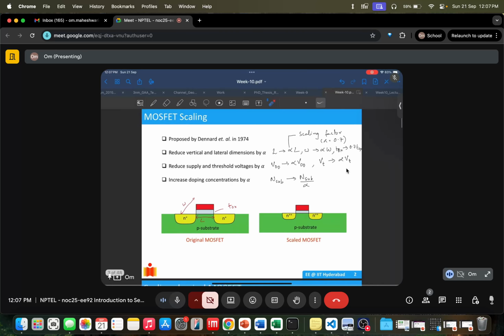Similarly, we also reduce the supply voltage. VDD changes to 0.7 times VDD, and threshold voltage changes to 0.7 times VT from one technology node to the next one. And we increase the doping concentration by 1 over alpha, so substrate doping changes by 1 over 0.7.